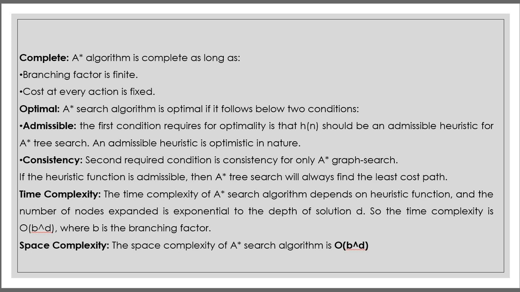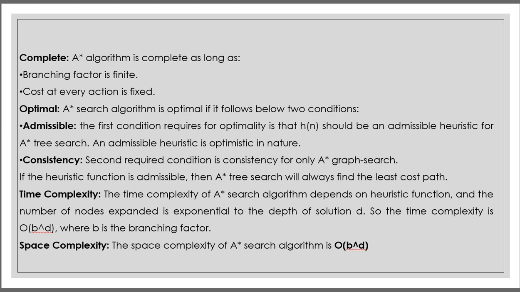Optimal. The search algorithm is optimal if it falls under the two conditions: admissibility and consistency. Admissible means the first condition required for optimality is that h of n should be an admissible heuristic for A star tree search. An admissible heuristic is optimistic in nature. Consistency: the second required condition is consistency, only for A star graph search. If the heuristic function is admissible, then A star tree search will always find the least cost path.